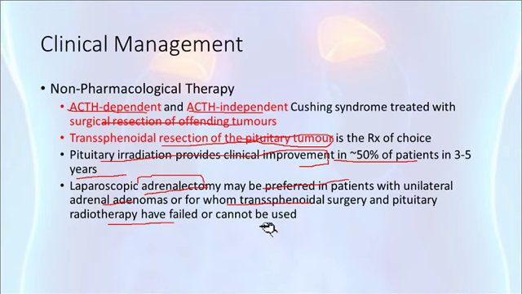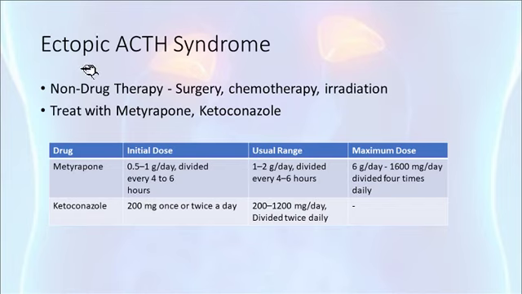Now, like we said before, the pharmacological treatment is primarily dependent on the etiology. So if you have ectopic ACTH syndrome, the non-drug therapy includes surgery, chemotherapy, and potential irradiation. Treatment with drugs includes metyrapone and ketoconazole. Metyrapone should be given initially at 0.5 to 1 gram per day, so 500 milligrams to 1 gram per day, divided equally every 4 to 6 hours, and in the usual range you may need to go up to 1 to 2 grams per day every 4 to 6 hours.